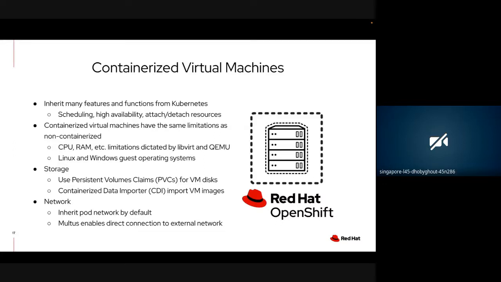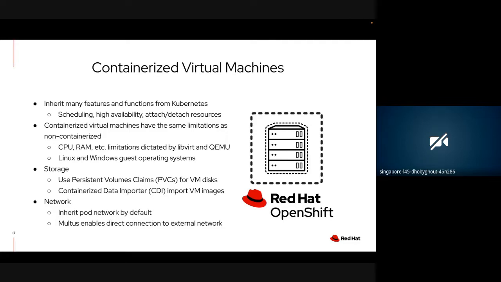We want to be able to inherit a lot of the features and functions from Kubernetes, for example scheduling, high availability, attaching and detaching resources, containerizing the virtual machines itself. There are limitations, definitely, because for example CPU and RAM are dictated by libvirt itself. And then the operating system is basically similar to how you're doing it today on KVM, probably usage of Linux and Windows operating systems.